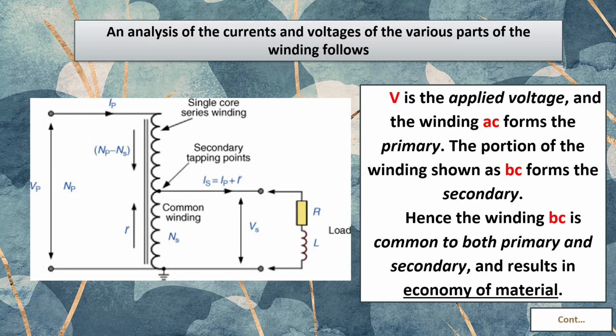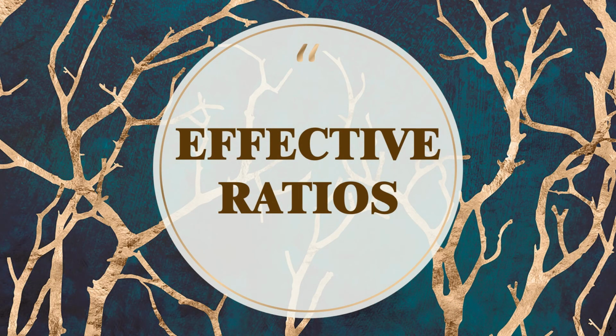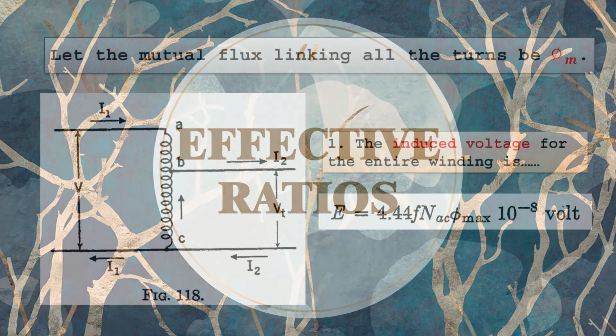So, dahil tapos na tayo doon sa theory under ng autotransformer, let us move on to the effective ratios. So, sa part na ito, makikita natin or madidistinguish yung relationship ng mga variables na nabanggit natin doon sa theory. And we can also encounter some formulas that we can use to solve problems related sa autotransformer.